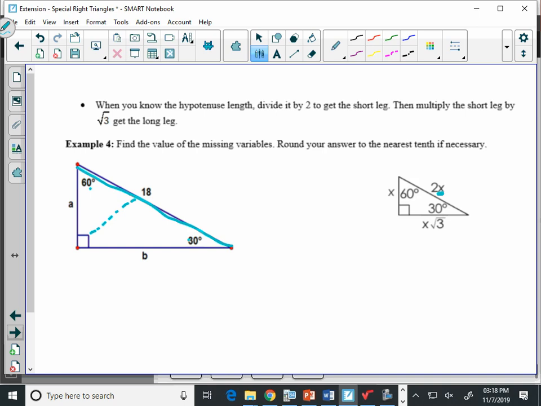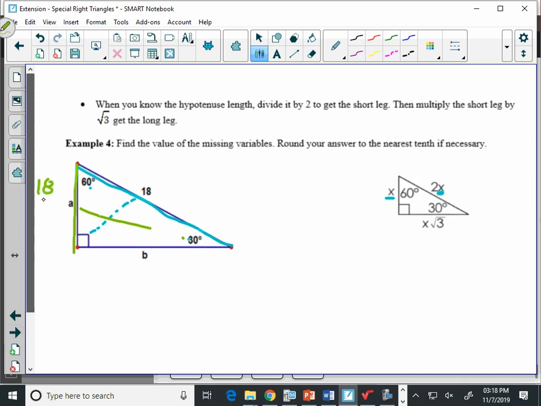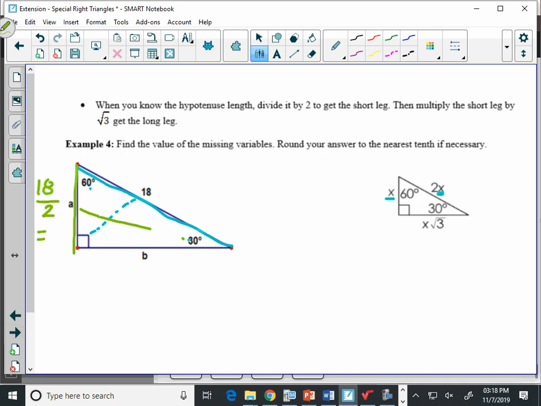So we go from 2x to x. I'm going from big to small, so I'm going to divide. To divide, I have to get rid of this 2. So I'm going to divide it by 2 to get the small leg. Okay? So I'm going to do 18, and I know this is the short leg because it's across from the 30-degree angle. So to get it, I'm going to divide my hypotenuse by 2 to get 9.